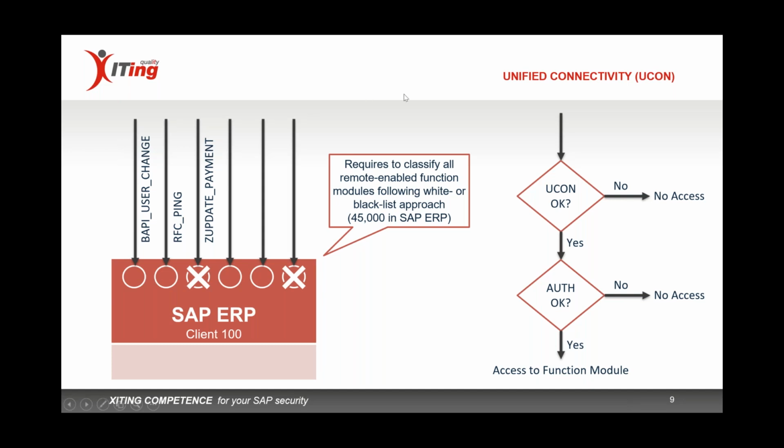If we activate UCON, as I mentioned, it complements the authorization. Here on the right-hand side I have the flow chart. Basically the first check, if we do a remote function module call into a system, will be whether it's whitelisted, whether it's allowed to execute. If not, we will have no access. But if it's allowed, then it goes regularly, as always. It does an authorization check, so it checks whether the user is allowed to execute the function module or not. So it's really complementary. It doesn't take away the need to deal with the authorizations for our RFC users.